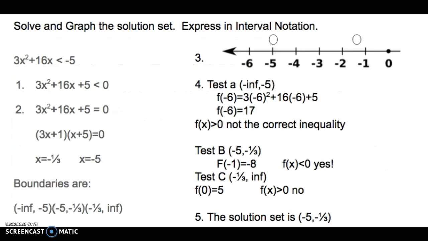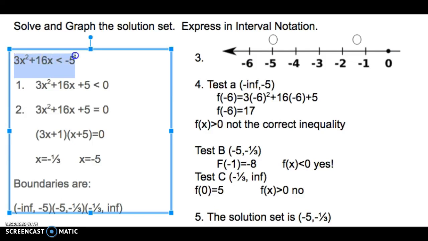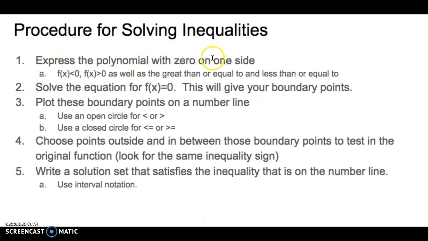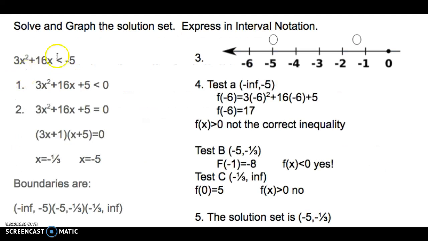So the first thing that we need to do when you see this first equation is it's less than -5. According to step 1, we need to have one side with 0 on it. So I have to add the 5 over. So now step 1's taken care of with the 5 added over. So I have 3x squared plus 16x plus 5. Then for step 2, I need to go through and solve it for being equal to 0.